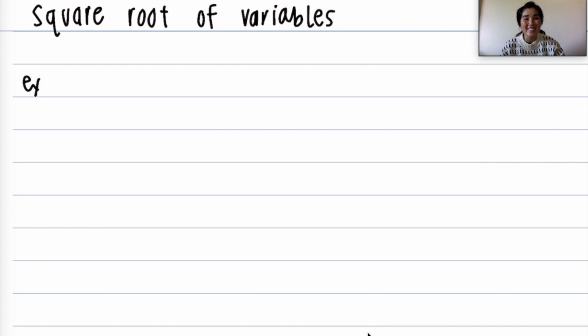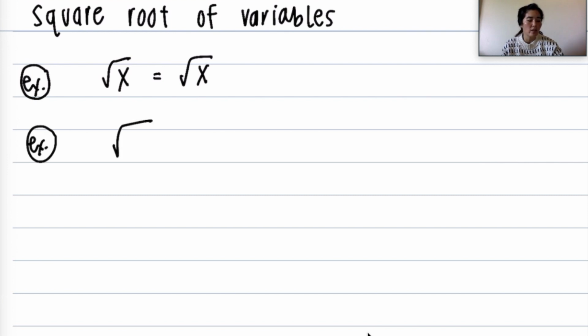All right, guys, here's our next section. So it's taking the square root of variables. In our first example, let's go ahead and just take a look at the square root of x. We actually saw in our last example that we can't take the square root of x, so it actually just stays as is, square root of x. Now, though, we are going to start to see some variables that have exponents on them.